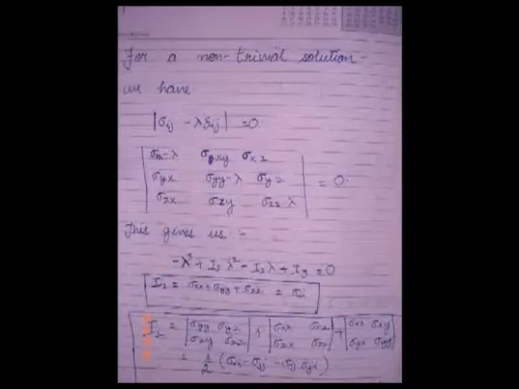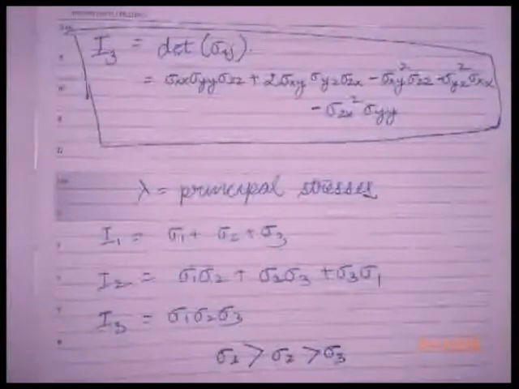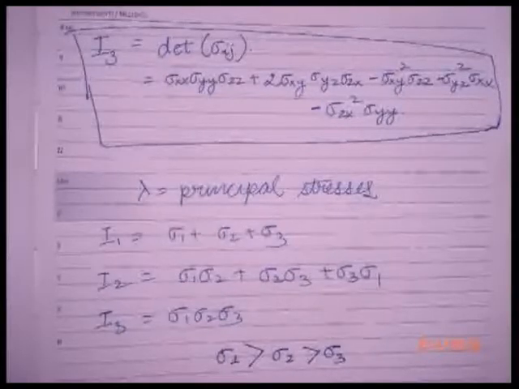I2 is given as half of sigma_ii sigma_jj minus sigma_ij sigma_ji, where i, j run from of course 1 to 3 or x to z as you please, and I3 is nothing but sigma xx sigma yy sigma zz plus 2 sigma xy sigma yz sigma zx minus sigma xy square sigma zz minus sigma yz square sigma xx minus sigma zx square sigma yy.